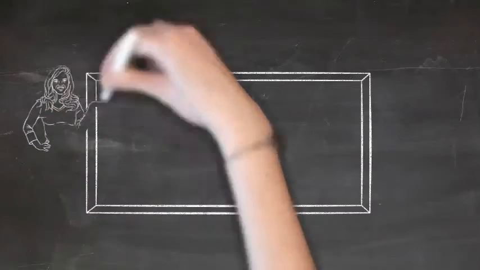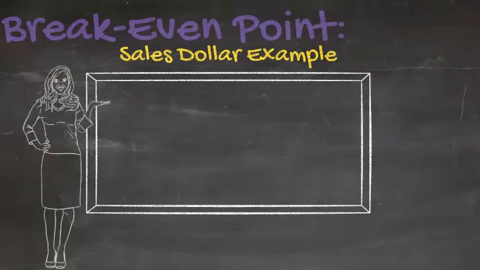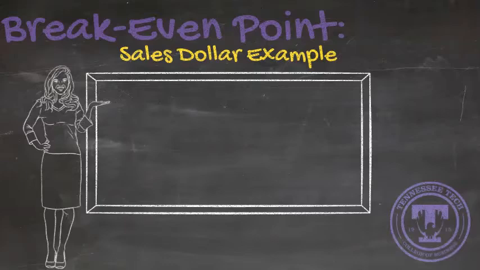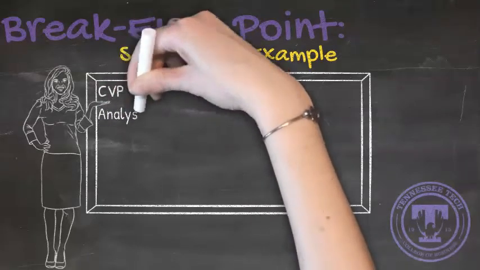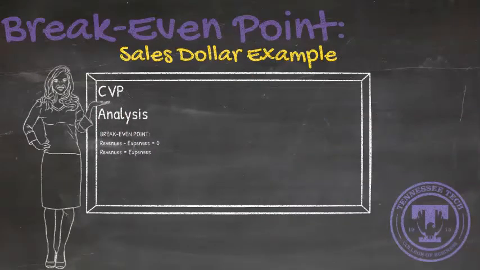I'm Sid Bundy. Today, I'm going to animate a quick sketch of the break-even point and then walk through an example for calculating break-even point in total sales dollars. When a company's net income is zero, we say that they've broken even. In cost volume profit analysis, the break-even point occurs when total revenues equal total costs.